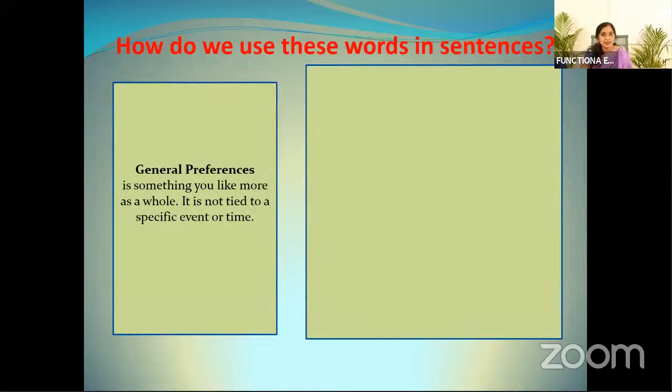When the preference is general, what do we mean by general preference? General preference is something you like more as a whole. It's not tied to a specific event or time. మీకేంటి ఇష్టం? వెడ్డింగ్ టైంలో వెళ్ళినప్పుడు స్పెసిఫిక్ టైము ఈవెంట్ ఇవ్వనప్పుడు నాకు సాధారణంగా ఇది ఇష్టం అన్నది చెప్పవలసినప్పుడు we call it general preference.